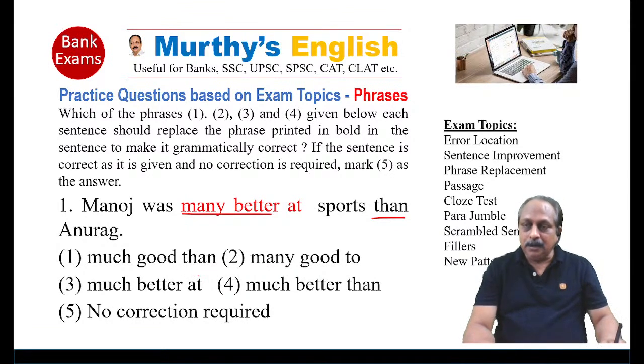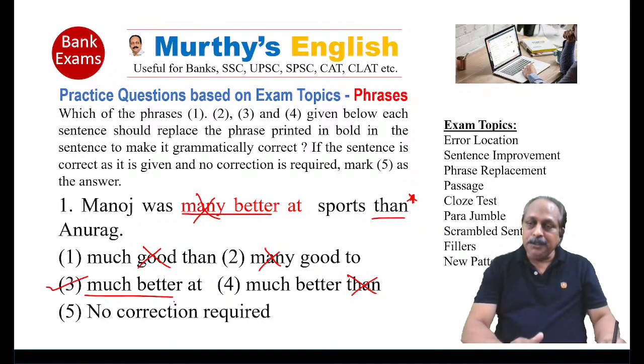See, these questions under pressure may be challenging. You have got to read carefully. Manoj was many better, definitely not correct. We are not talking about the number. Much good, again not correct. Many good, we cannot use the word many. Much better, we have to use the comparative form because than is there. That is a clue for you. Much better at sports, much better than Anurag. So, what is the answer? Manoj was much better at sports than Anurag. Perfect.